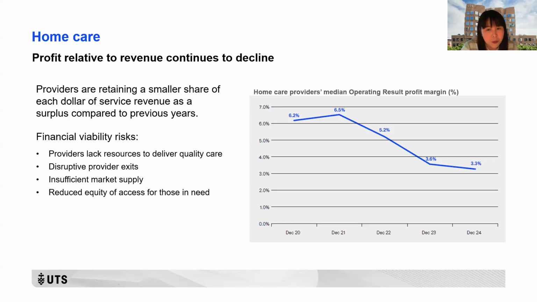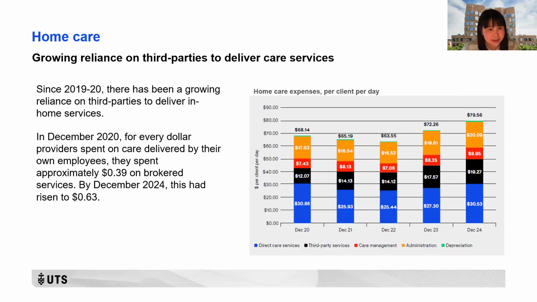So the smaller profit margin highlights the ongoing viability risks of home care providers. Especially providers with poor financial performance may lack the resources to deliver high quality care to older Australians and may ultimately choose to exit the market. Such exits could reduce market supply and limit access to services for those in need.